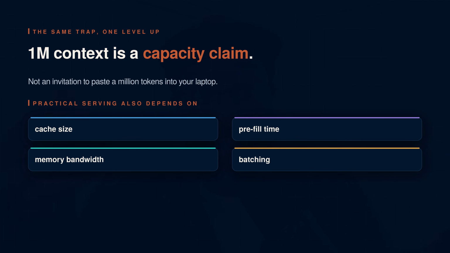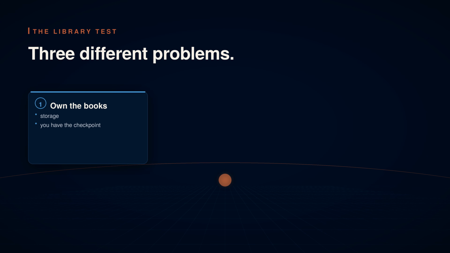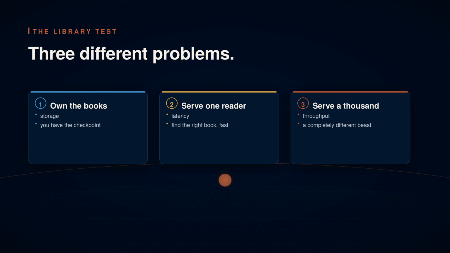Context length is a capacity claim. Practical serving also depends on cache size, prefill time, memory bandwidth, batching, and the actual latency targets that you have. The difference is the same as owning a huge library and running a busy library. Owning the books is one problem. Finding the right book for the one person is a whole different challenge. And finding books for 1,000 people at the same time is a completely different beast.